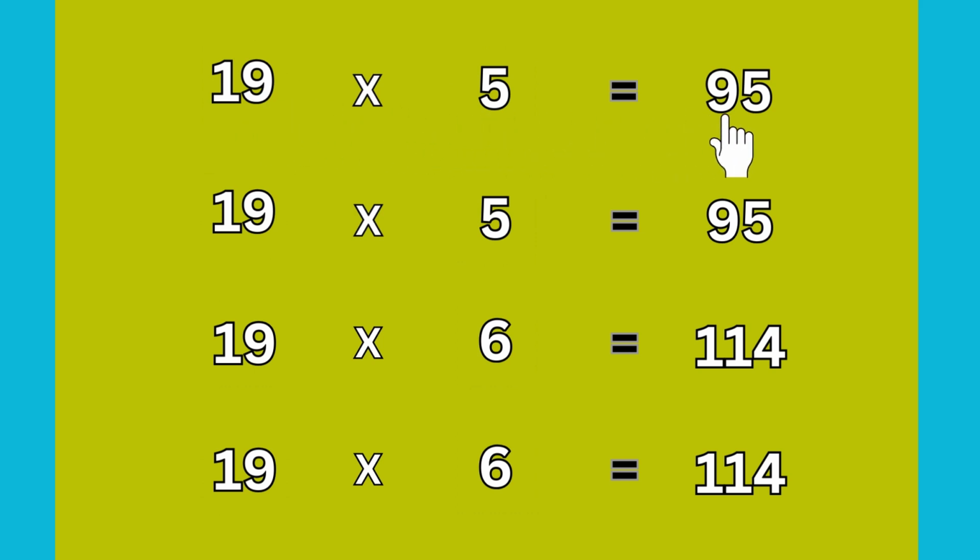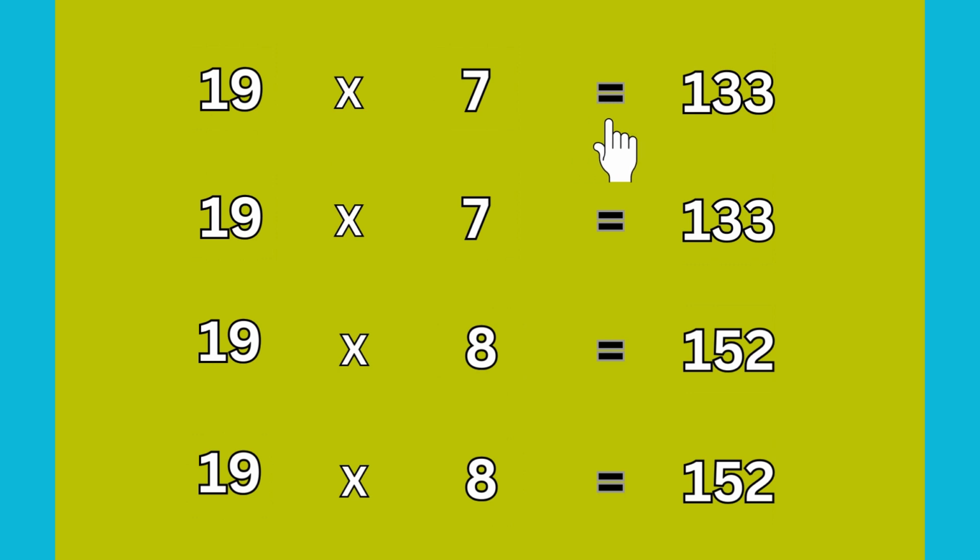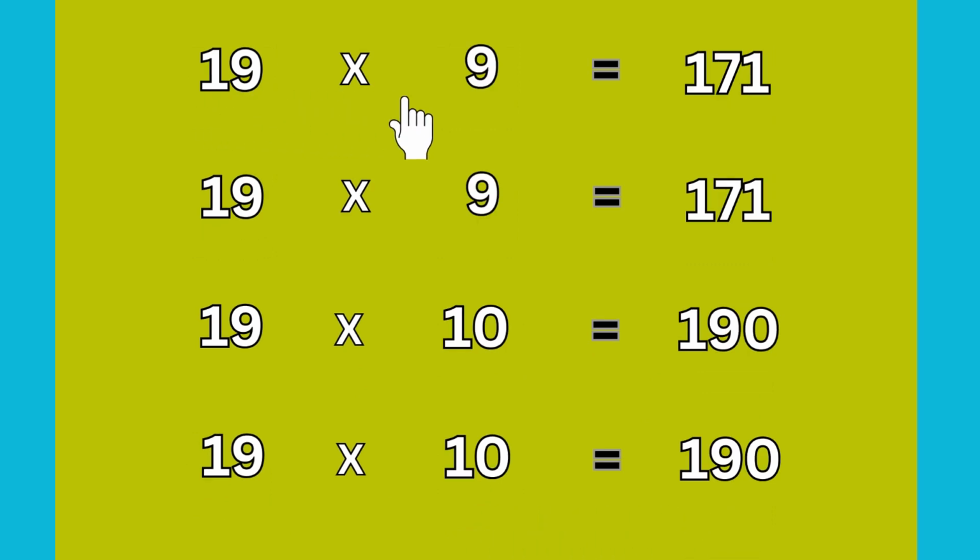19 fives are 95. 19 sixes are 114. 19 sevens are 133. 19 eights are 152. 19 nines are 171. 19 tens are 190.